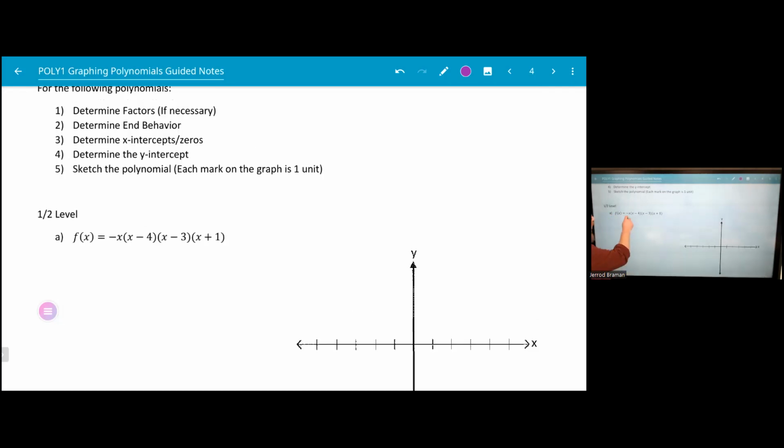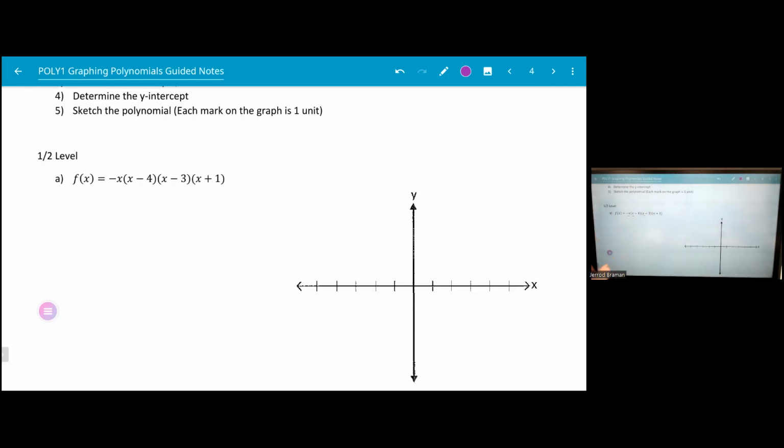I have 1, 2, 3, 4 x's, and I've got a leading negative. So this function is going to act like negative x to the 4th. Why do I put that in there? Well, because I know this is going to have a negative a value, and also an even exponent.